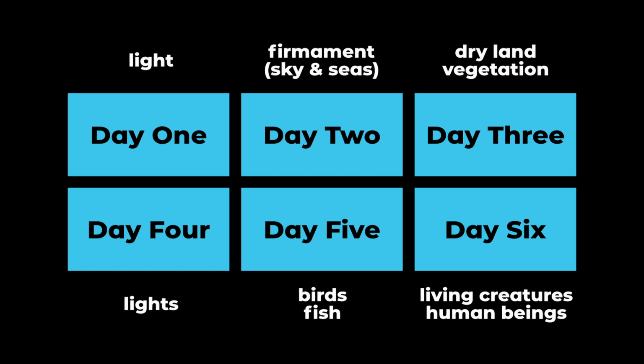Then on day 6, we have living creatures. And so living creatures are created. Livestock, insects, winged or not, I'm not sure. But we have things that crawl on the ground. We have livestock differentiated from wildlife. And then we have the creation of Adam, or in Hebrew, Adam, man, humanity. Humans are created.